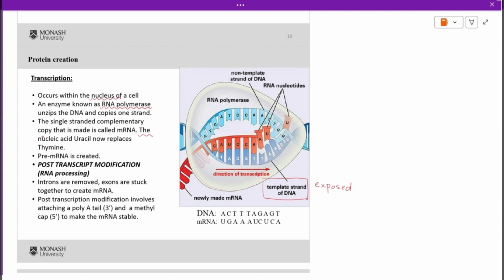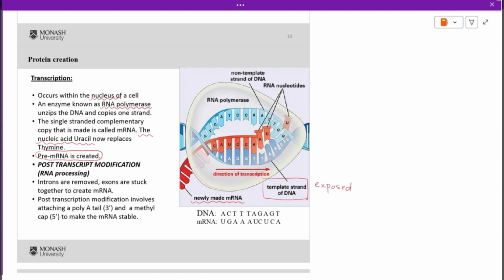Please remember the nucleic acid RNA has different nitrogenous bases to DNA. So U has replaced T in DNA nucleotide. That process continues. So this newly formed strand of mRNA elongates, and this is when pre-mRNA is created.